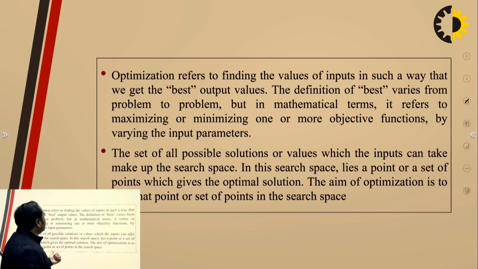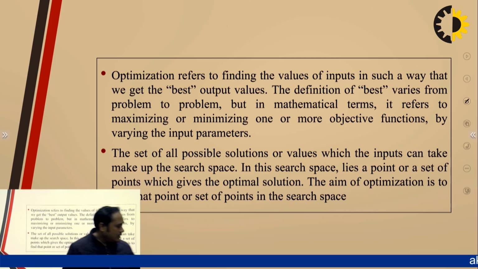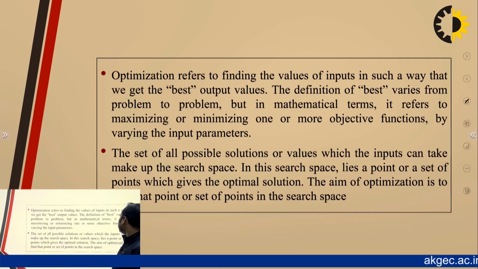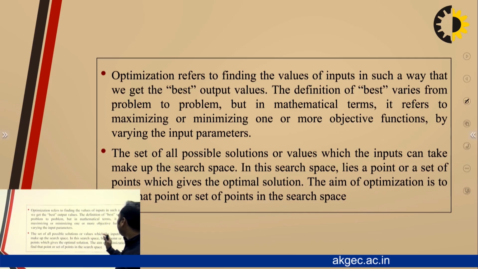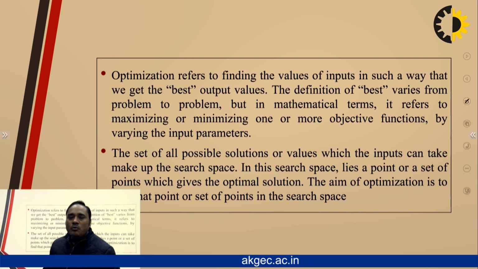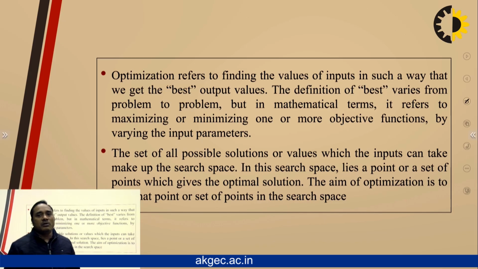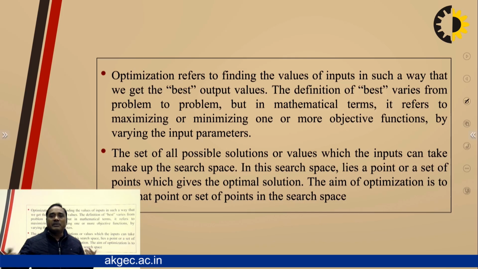Optimization refers to finding the values of input in such a way that we get the best output values. The definition of the best varies from problem to problem, because how best is varies. It depends on the problem. What is the best for this problem? What is the best for that problem? On the basis of the problem, we can say this is the best and this is not the best.